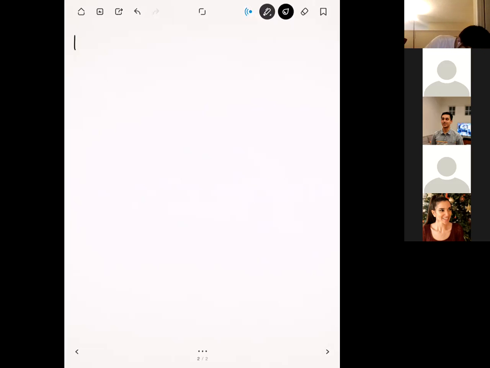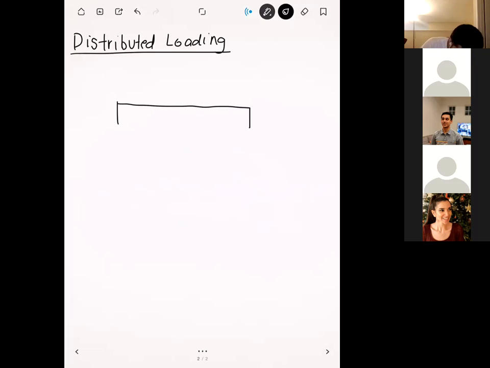Okay? Okay. And so I think probably the easiest way to visualize this is just with a picture. So let me draw a simple beam like this. And so let's say that we have a simply supported beam, right? And by distributed loading, what I mean is loading that looks something like this, right?